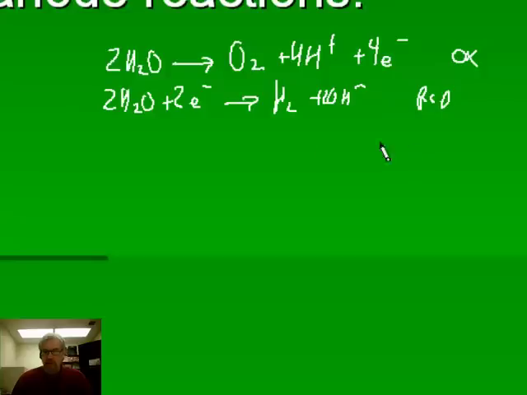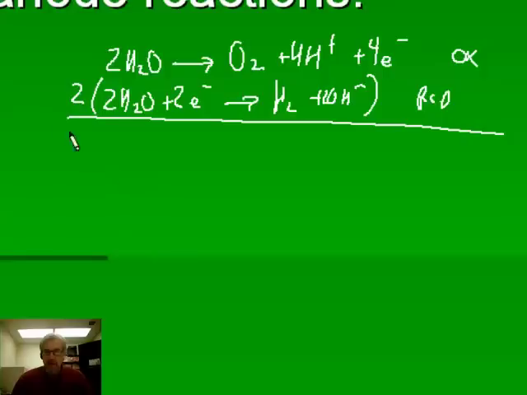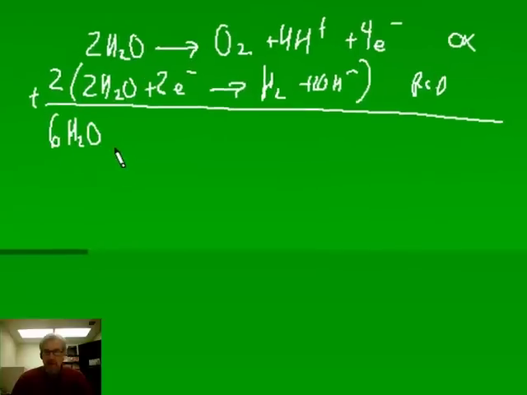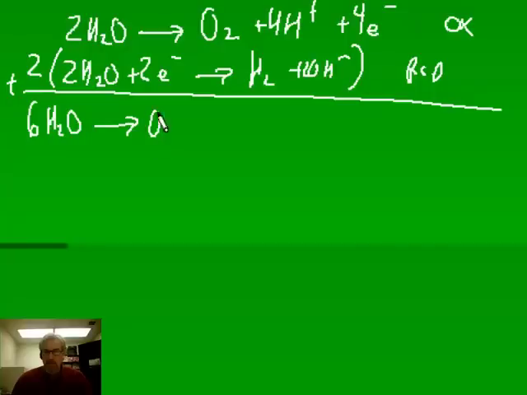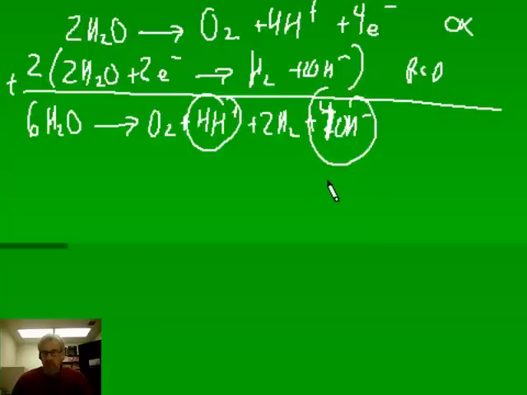If we sum these reactions together, in order to make the electrons match, we have to multiply the second equation by 2, and we end up with 6H2O on the left, and on the right we end up with O2, 4H+, 2H2, and 4OH-. But we know that H+ and OH- don't exist in solution to any great extent, so that's really going to make 4H2O.